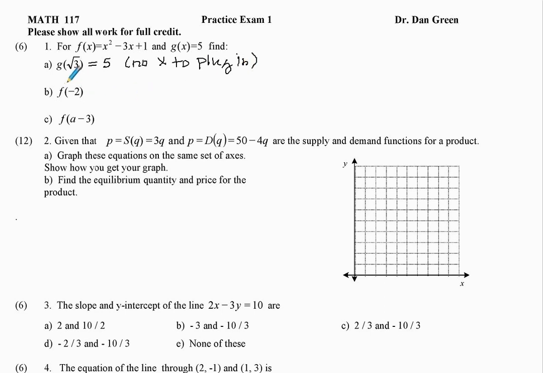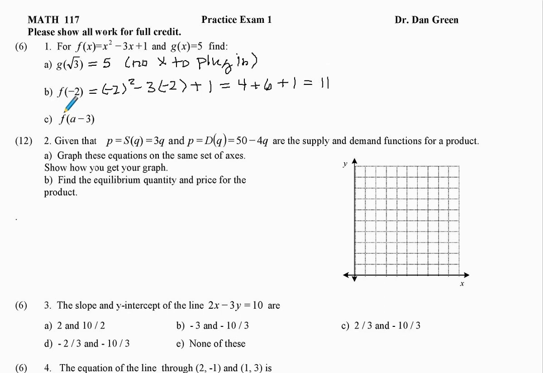Next, they want us to evaluate f at negative 2. So here, what I like to do is rewrite the function, and in place of the x, put empty parentheses. So I'm going to do parentheses squared minus 3 times parentheses plus 1. And in those parentheses is going to go my negative 2. So negative 2 squared and minus 3 times negative 2 plus 1. So negative 2 squared, that's 4. And now this is negative 3 times negative 2, positive 6, and plus 1 on the end. So 4, 6, and 1 gives 11.